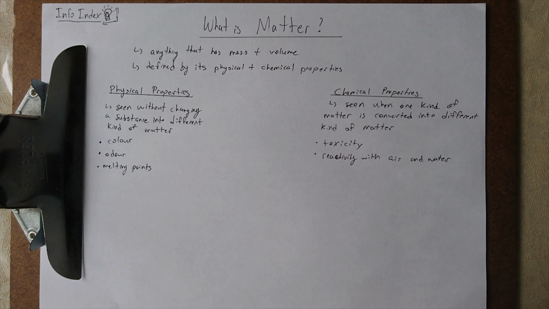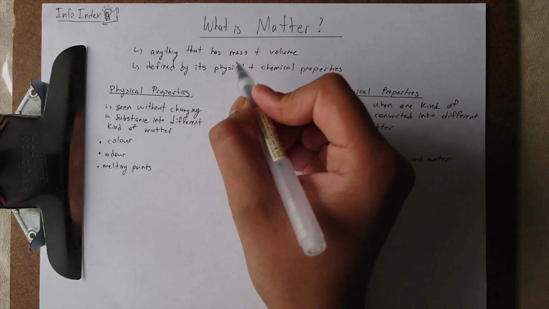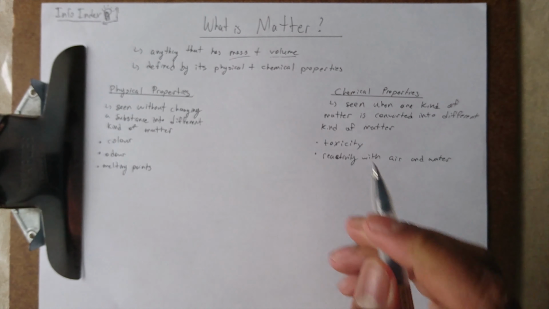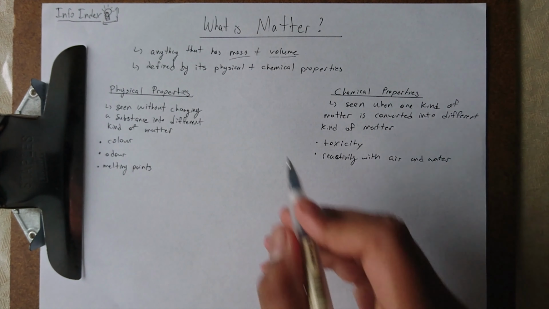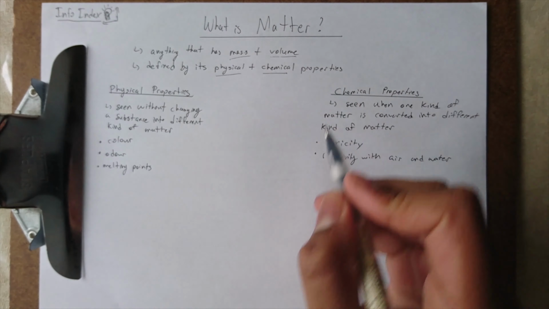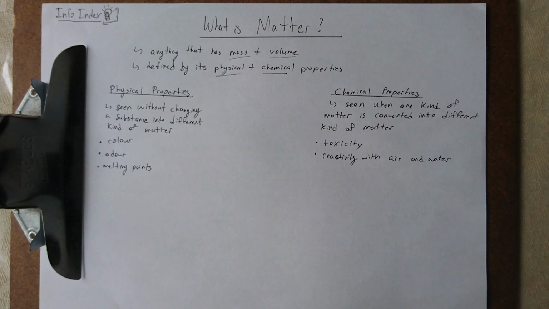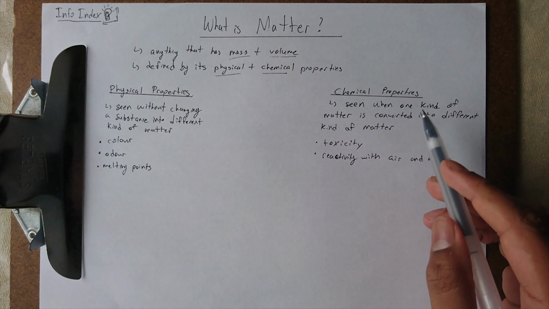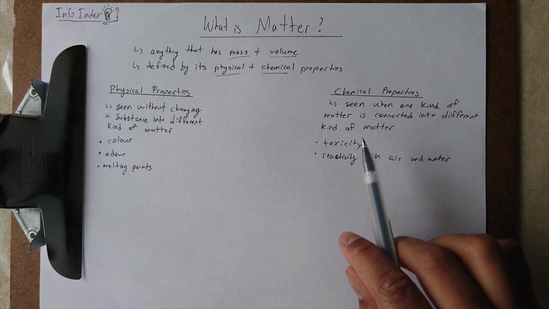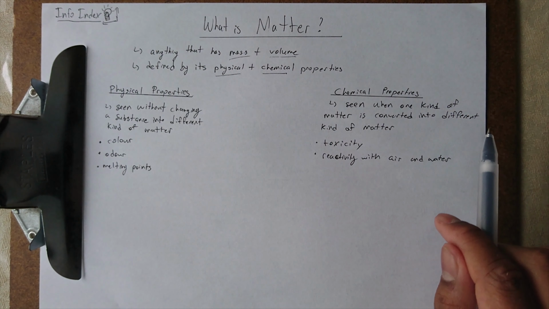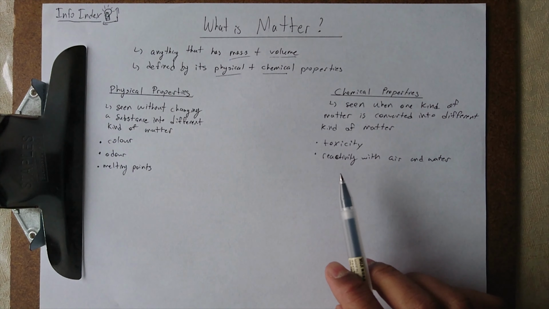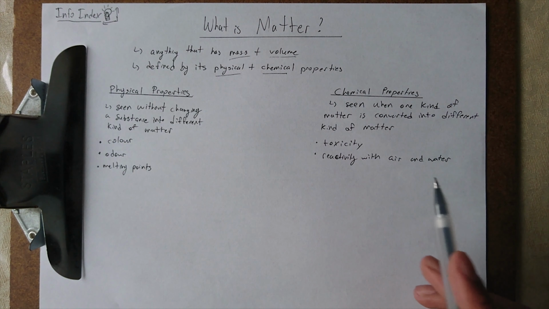First, let's define what matter is. Matter is anything that has mass plus volume. Matter is also defined by its physical and chemical properties. Physical properties are properties seen without changing a substance into different kinds of matter. Examples are color, odor, and melting points. Chemical properties are seen when one kind of matter is converted into different kinds of matter. Examples are toxicity and reactivity with air and water.